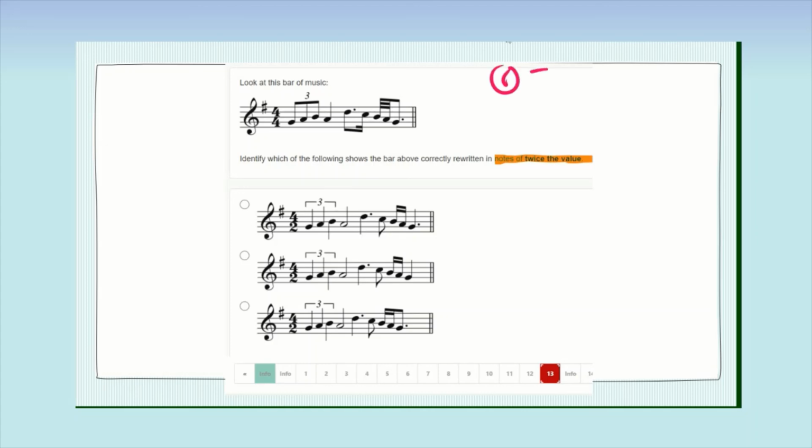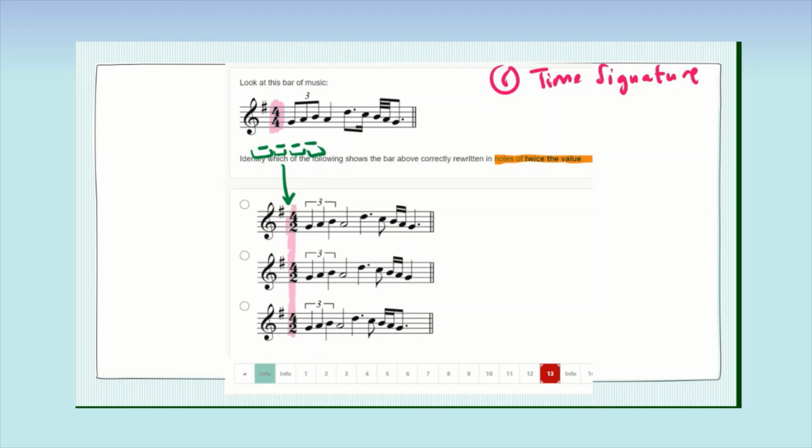First thing first, always check the time signature. In this case, the time signature is over here. So based on the time signature, 4/4 means there are how many beats in the bar? Then you double each beat and see if you get the correct time signature over here.